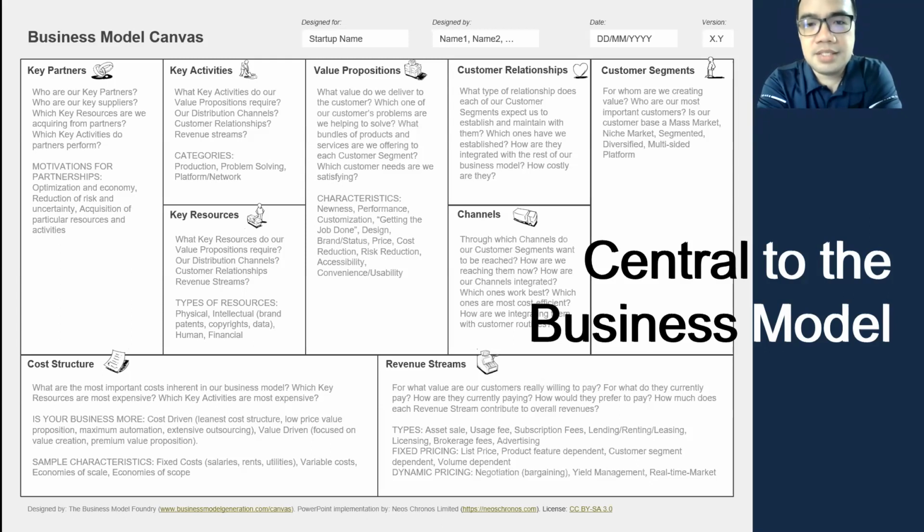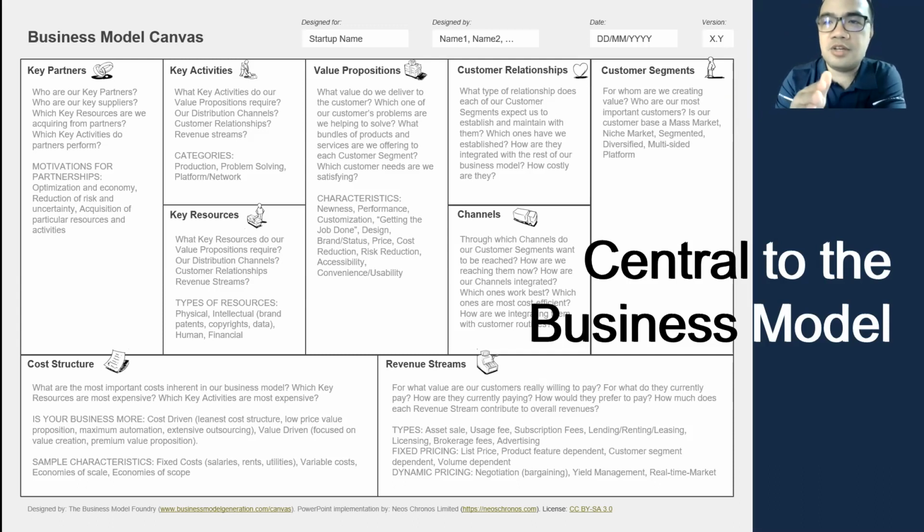All right, channels. Through which channels do our customer segments want to be reached? How are we reaching them now? How are our channels integrated? Which ones work best? Which ones are the most cost efficient? How are we integrating them with customers? Now, if we're selling, for example, how do we let our customers know that this product exists? So that's one channel.